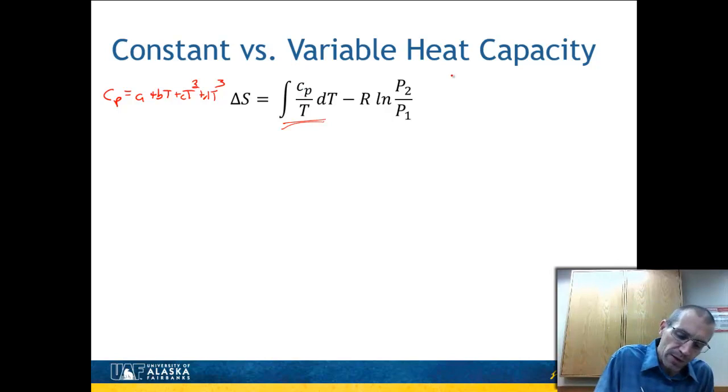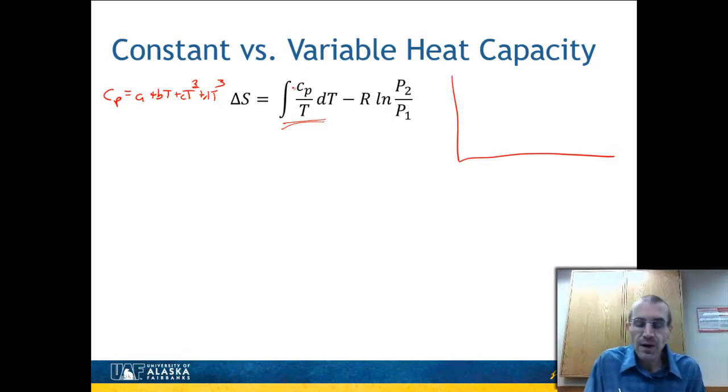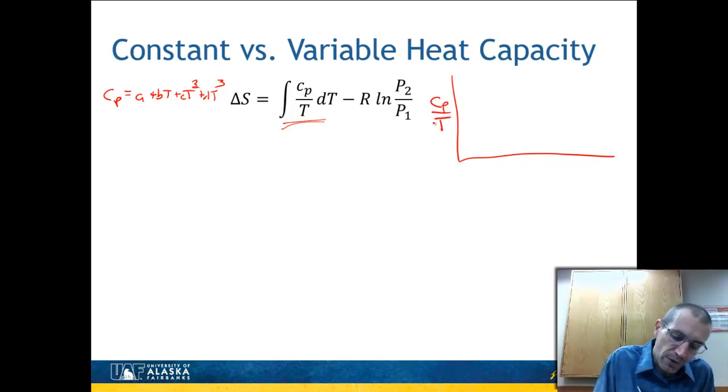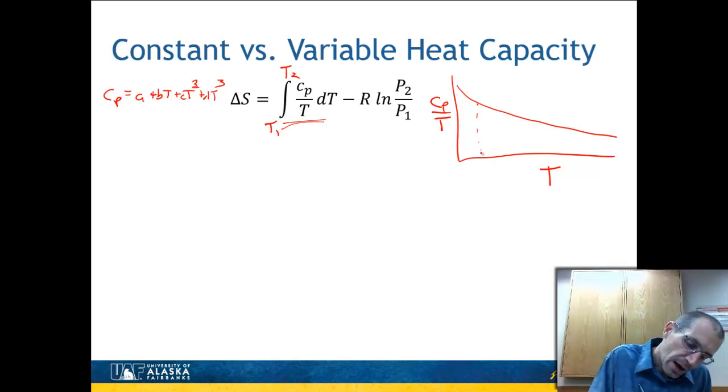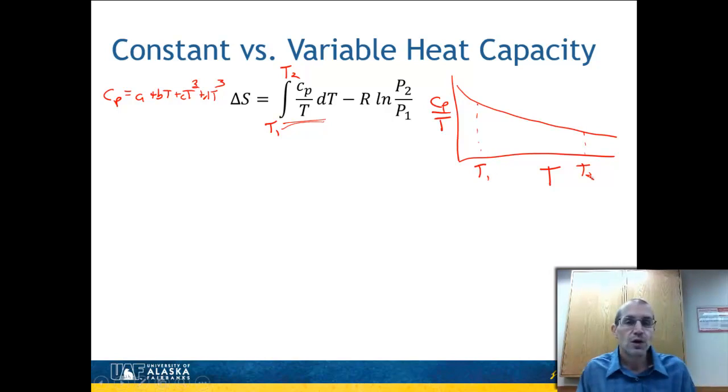However, I want to graphically point out something here. Cp is only a function of temperature for ideal gases. So Cp over T is just a function of temperature. If I was to plot, for example, Cp over T as a function of T, it's got a functional form that looks something like that. Now, this integration is going from my two temperature limits, T1 to T2. Let's say that right there is T1, and this right out here is T2. So the integral that I want is the area underneath that curve between those two dashed lines.